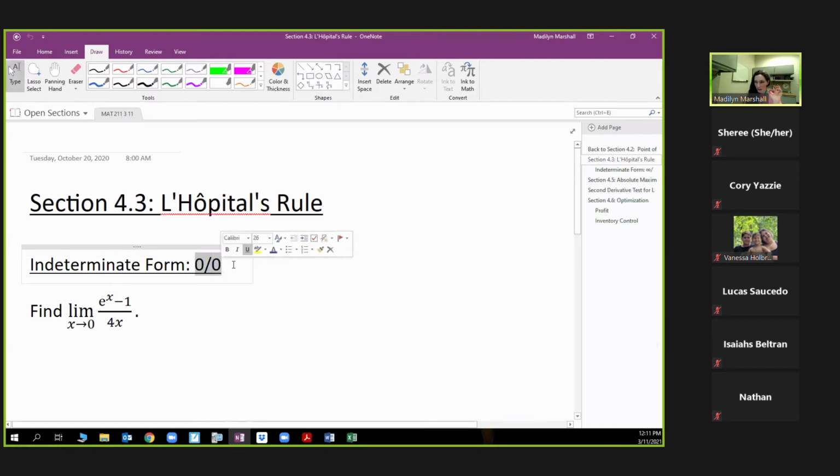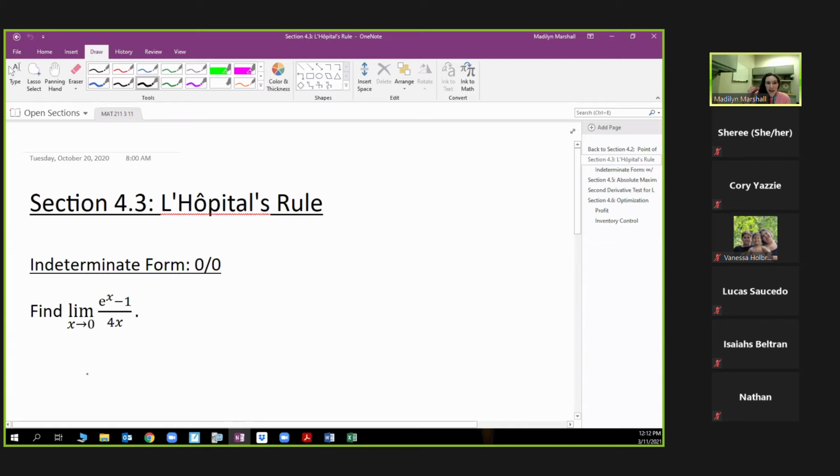So we mentioned before, way back in chapter 2, indeterminate things. There are a couple of indeterminate forms, and one of them is 0 over 0. We actually saw this in chapter 2. If we plug something in and we get 0 over 0, we can't make any conclusions about that. It's indeterminate, which means we don't know what it is. So, for example, here is our first problem: the limit as x goes to 0 of e to the x minus 1 over 4x.